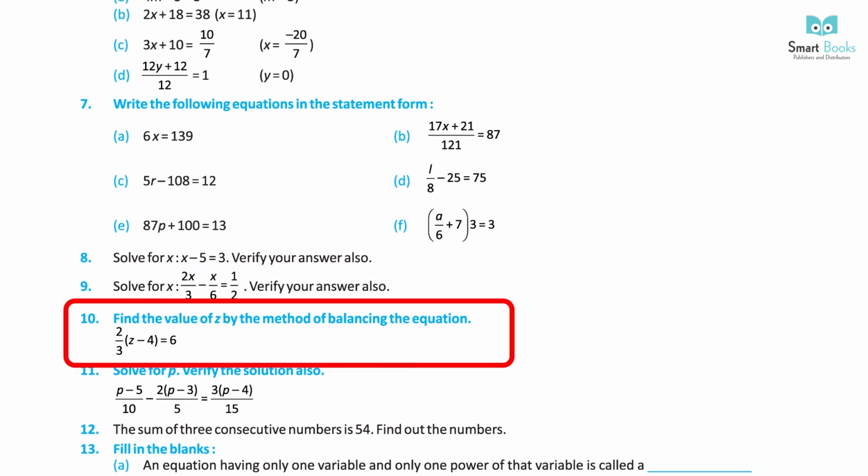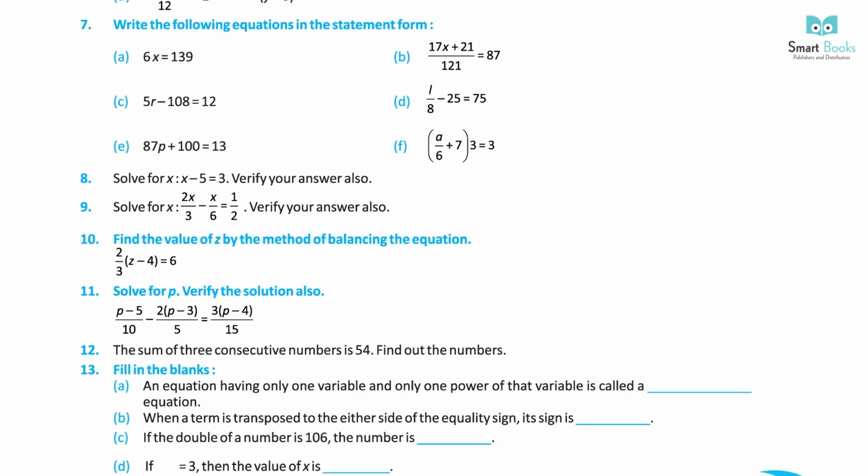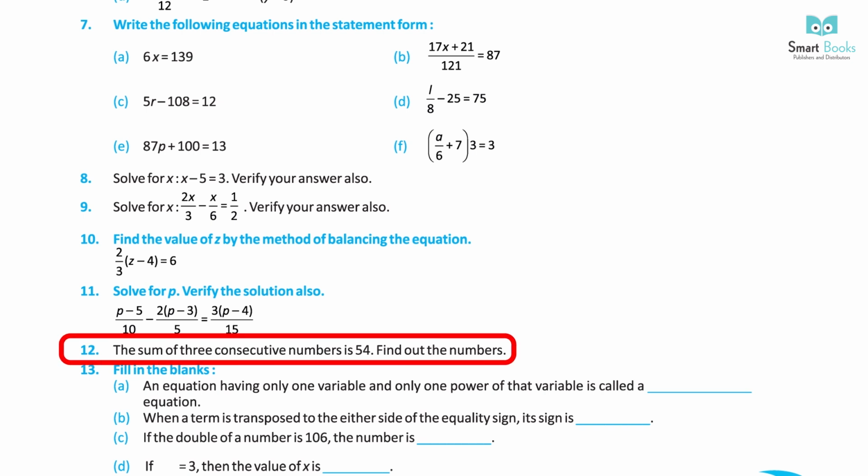Question 10. Find the value of z by the method of balancing the equation. 2 upon 3, z minus 4 equals to 6. Solution: 13. Question 11. Solve for p. Verify the solution also. P minus 5 upon 10 minus 2 into p minus 3 upon 5 is equals to 3 into p minus 4 upon 15. Solution: 3. Question 12. The sum of 3 consecutive numbers is 54. Find out the numbers. Solution: 17, 18, 19.